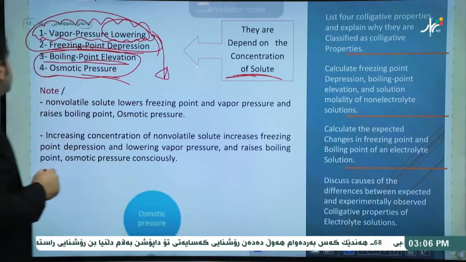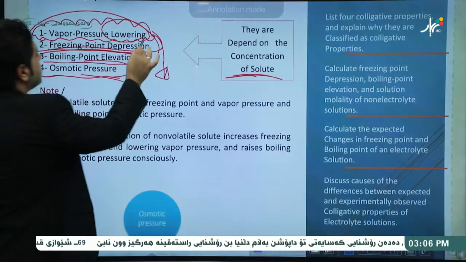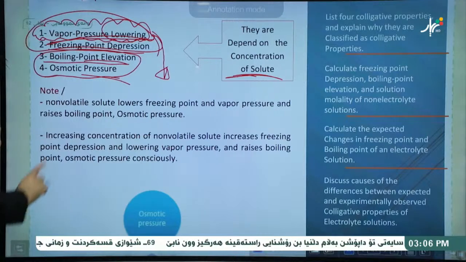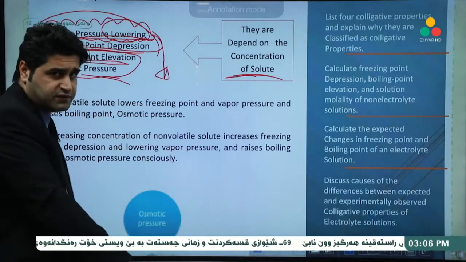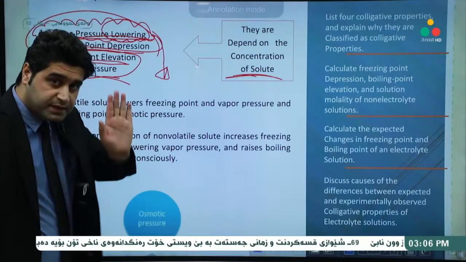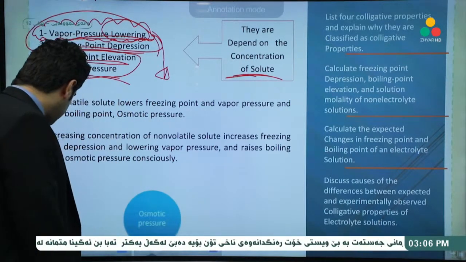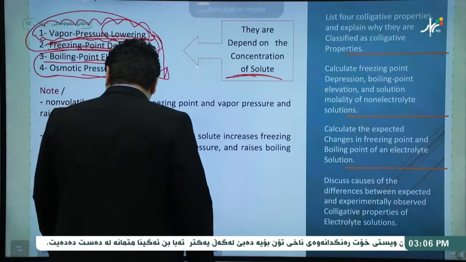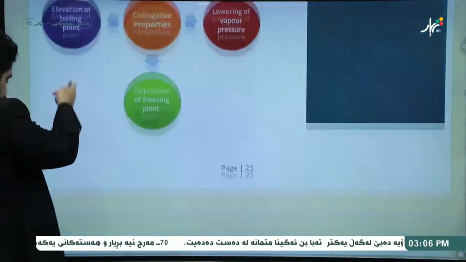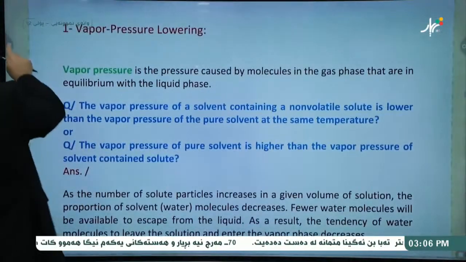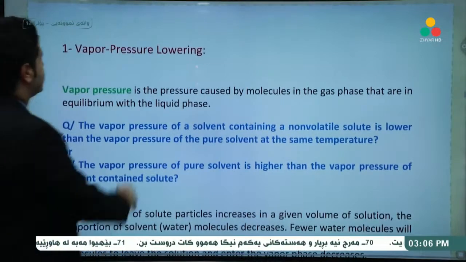So that's about vapor pressure. When we say vapor pressure lowering, I mean lowering in vapor pressure, not only vapor pressure. We will have more lowering in vapor pressure, not more vapor pressure. Well, the first colligative property is vapor pressure lowering. Let's see what the vapor pressure is.